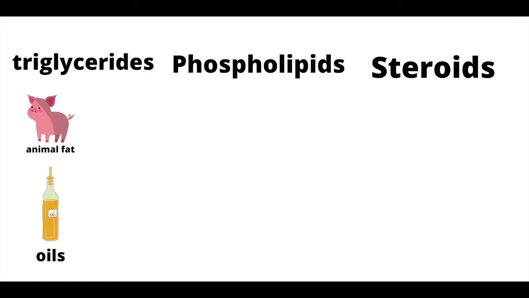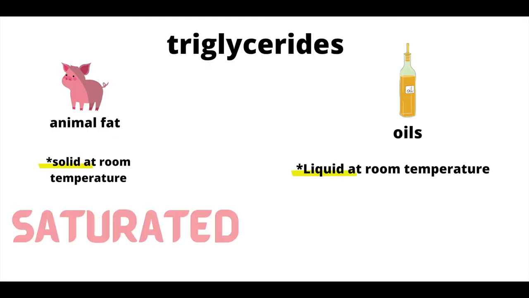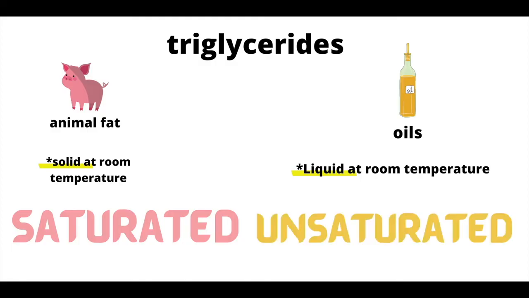Animal fats are normally solid at room temperature, and oils like vegetable oil, avocado oil, olive oil, these are liquid at room temperature. And the reason why animal fats become solid and oils are kept as liquid has to do with their molecular structure. So your animal fats are what we call saturated fats, and your oils are what we call unsaturated fats. On a molecular level, this is what it's going to look like.